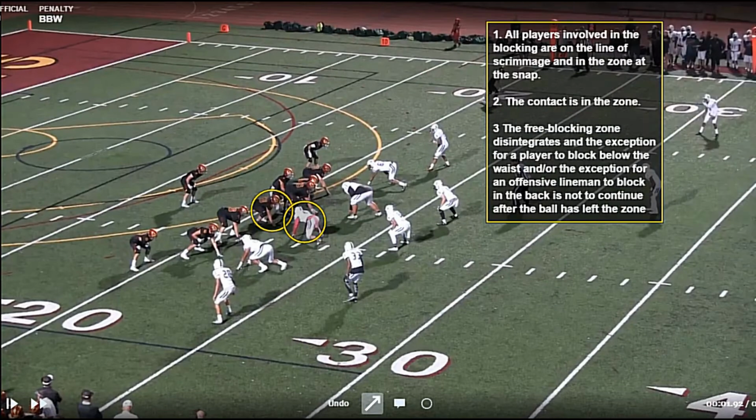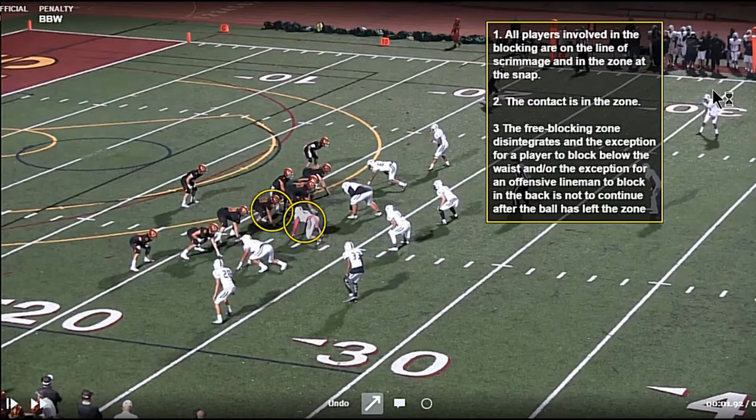In the previous version of Plays of the Week, we started out with a discussion of blocks below the waist, and we looked at two that were illegal. I want to show you a legal block below the waist, and let's revisit the rule regarding the free blocking zone and what constitutes a legal block below the waist.